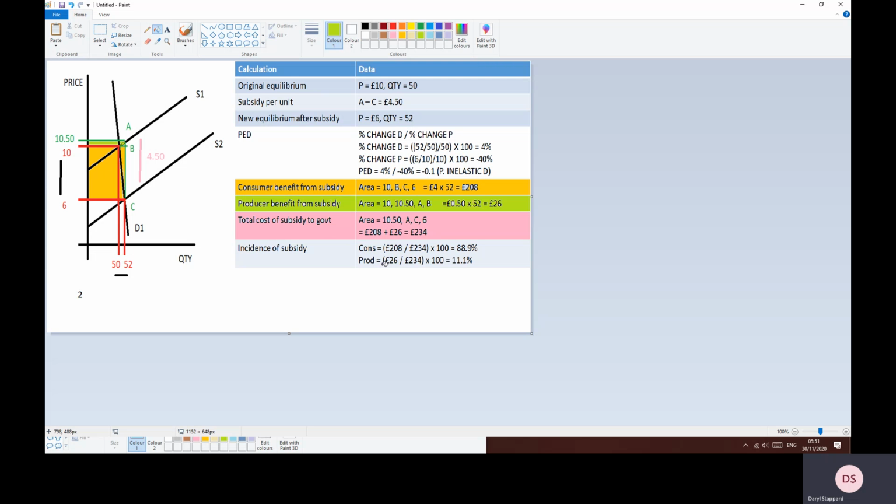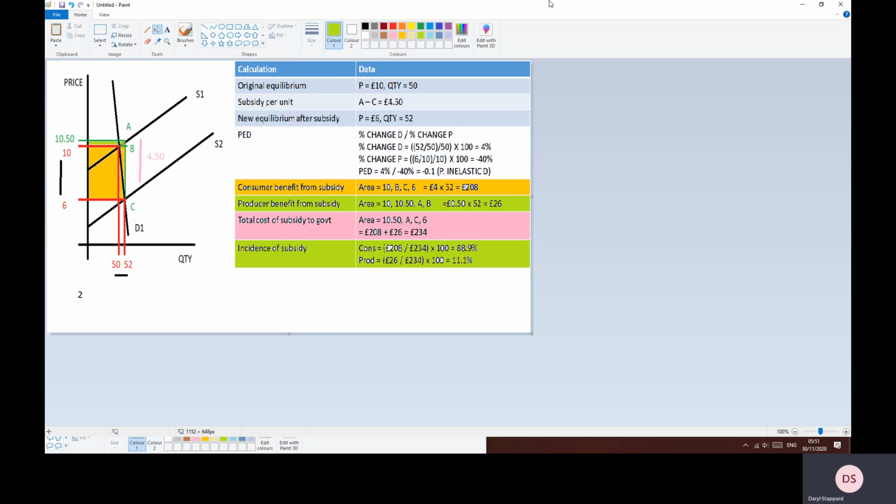So look what happens then. We know that £208 will go directly to the consumer. So 208 out of 234 would work out to be a percentage of 88.9% of that subsidy will go directly to the consumer. The remaining 11.1% is what goes to the producer. So what we can see is that when demand is price inelastic, the subsidy will mainly benefit the consumer. And there's got to be a significant reduction in price to signal a growth in the market size.